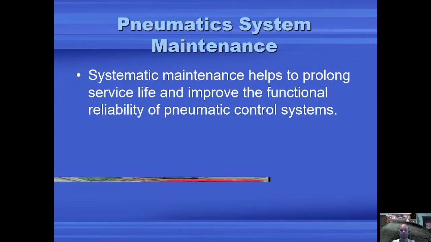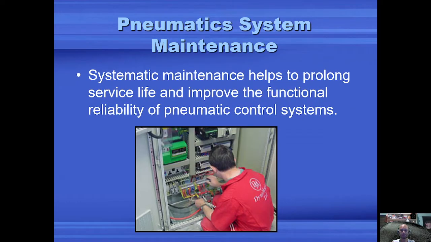Okay, pneumatic system maintenance. Systematic maintenance helps to prolong service life and improve the functional reliability of the pneumatic control system. Systematic maintenance means that there is a program, and you have to follow this program based on the manufacturer's manual. So there is a system used for maintenance, a program that you can check regularly to see whether your maintenance is properly done.